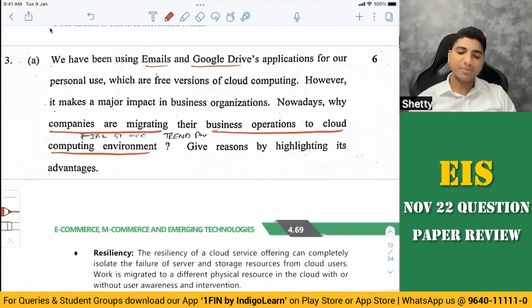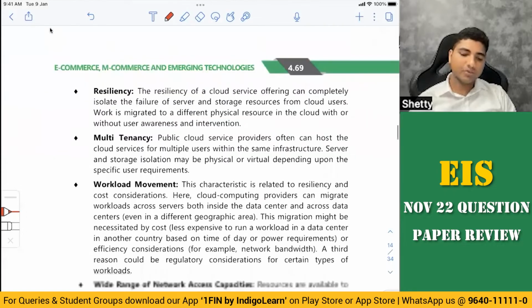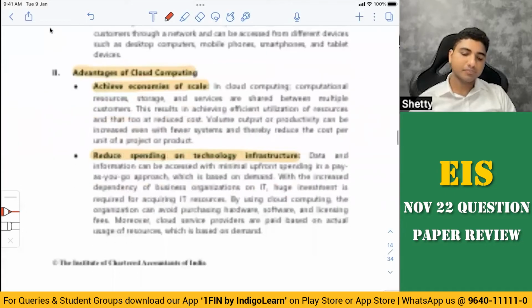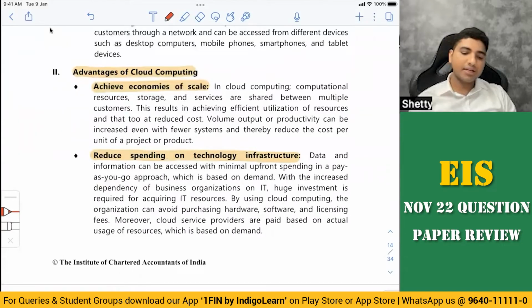So the question is very simple. You're supposed to write the advantages of cloud computing environment. This is it. Advantages of cloud computing. Again, the question is from 4th chapter. Okay. So what is the first advantage? That is, you can achieve economies of scale. That is, for every additional user, the cost that you have to spend is very less.